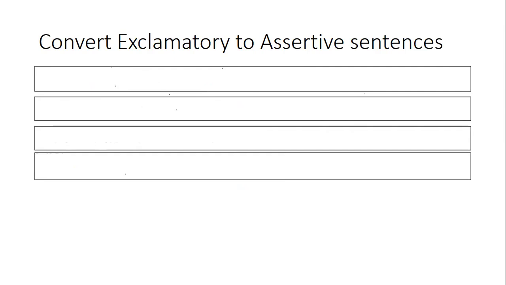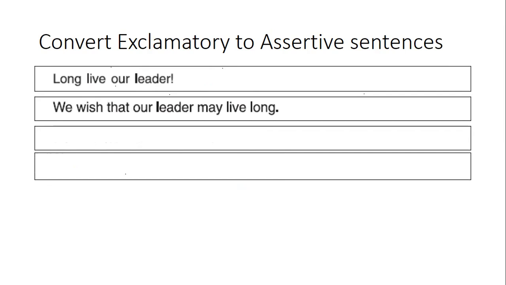Let's convert exclamatory to assertive sentences. See the exclamation mark. Long live our leader. We wish that our leader may live long. See, we are wishing something. So what did I do? Since the word is "our", we are talking about a group of people. So I added "we wish", since the whole statement shows that we are giving good wishes. So we wish that our leader may live long.